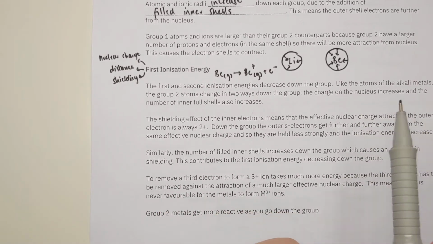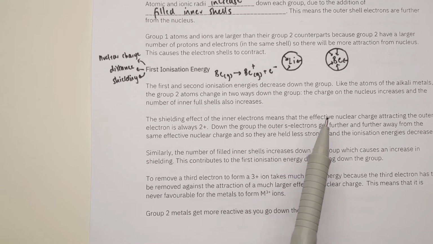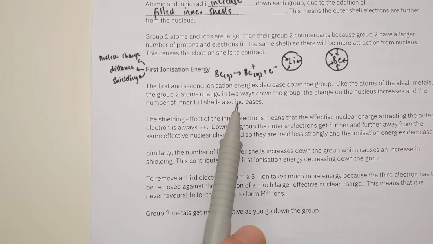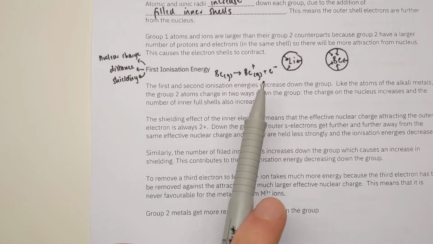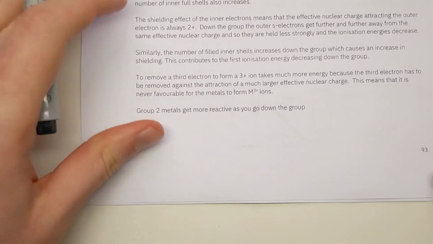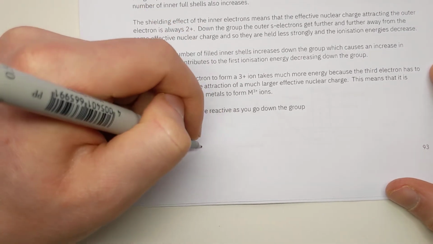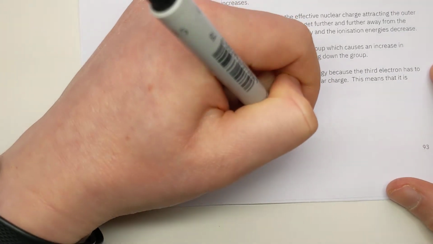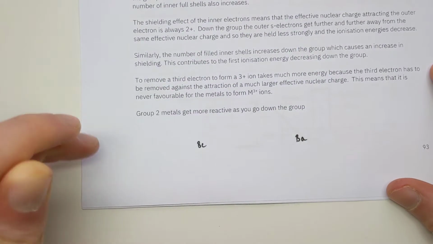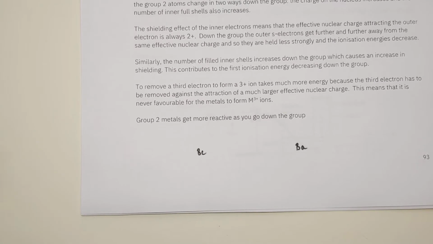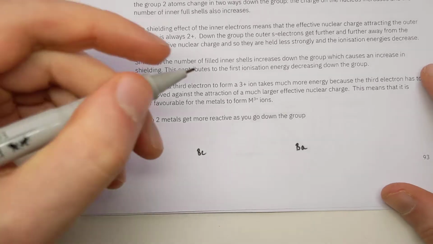Like the atoms of alkali metals, the group 2 atoms change in 2 ways down the group. The charge on the nucleus increases and the number of inner full shells also increases. So you've got 2 competing trends here. Let's go down to the bottom and sketch it out. I'm going to compare ones from the top and the bottom. Let's look at beryllium, quite a small one. Let's look at barium. If you look at your periodic table and your atomic numbers, you'll be able to work out the number of protons that beryllium and barium have.